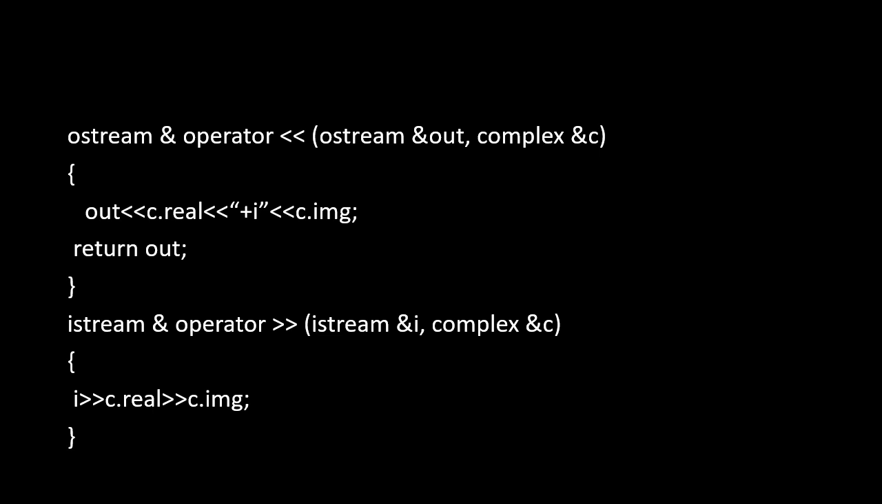Now, why did we declare these two functions outside? We declared them outside because they are friend functions. Then why did we make them friend functions? We made them friend functions because the parameters are taken from two different objects, meaning two different operands. So this cannot belong to class complex. That's why we declared them as friend functions.